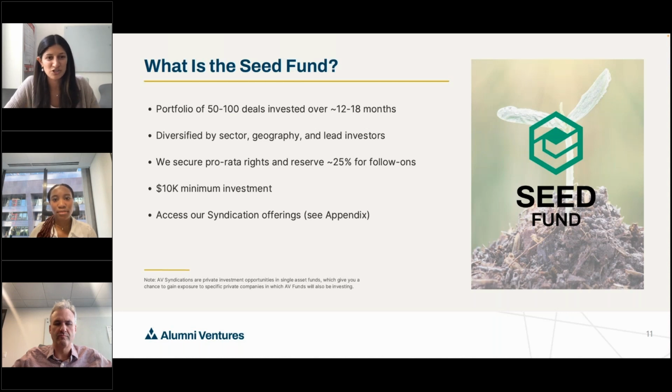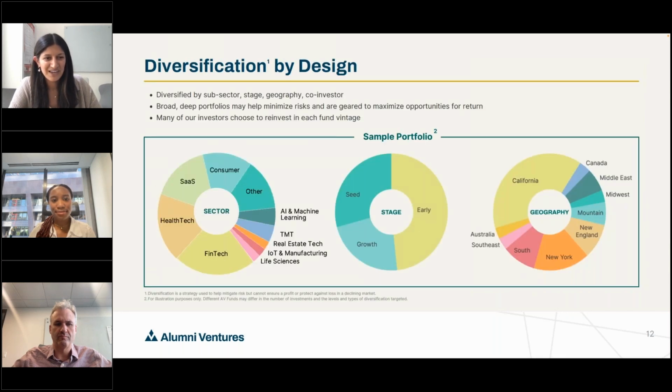We like to invest early alongside founders at low valuations so we can grow our ownership as the company grows as well, as they gain market share. So it's really advantageous for everyone. And with a minimum investment of about $10,000, you can not only participate in the fund's growth, but also gain access to our syndication offerings, which I'll go into a little bit later. So you can go to the next slide. We can talk about diversification a little bit.